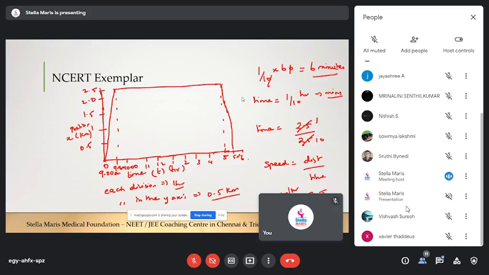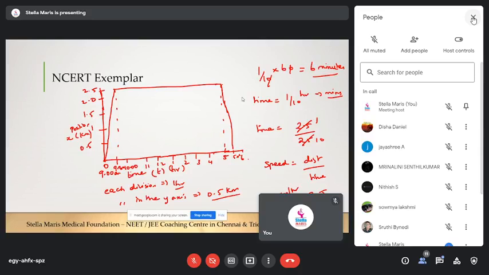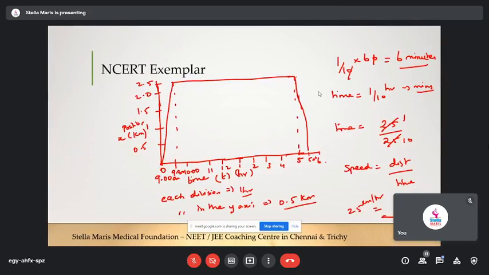Okay. So you guys clear with this? Nitish, Saumya, Shruti, Vishwa, Jayashri, Murnalini, Disha. Are you guys clear with this? Yeah. Okay. Thank you, Nitish. Thank you for your response. Thank you, Murnalini. What about Saumya, Shruti, Jayashri? Disha is there. So shall we move on to the next one? Yes, sir.